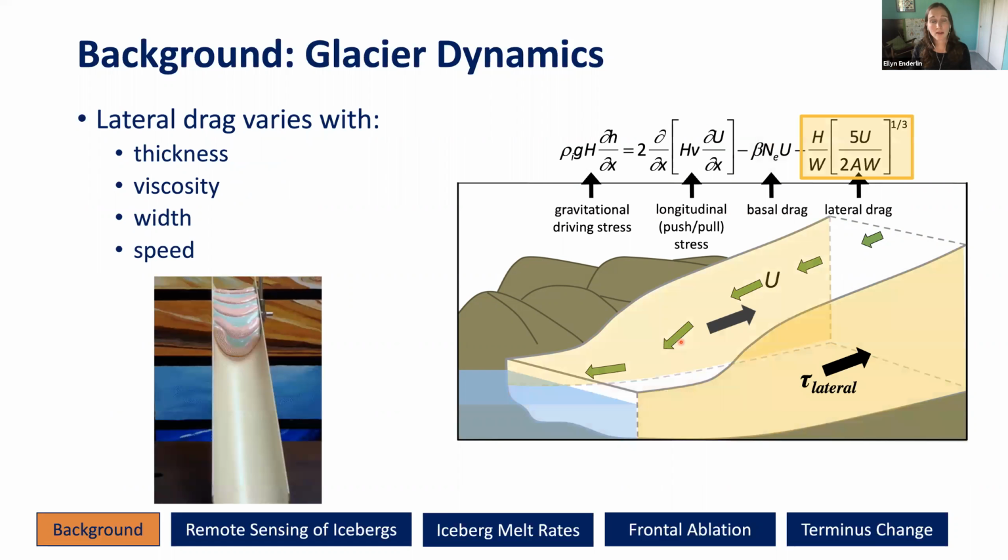And the lateral drag is also a frictional term. So this is a resistive term. It's a function of the thickness, the viscosity, the width, and the speed. So the wider the glacier is, the less on average it sort of feels that friction generated by it rubbing along the rock walls.